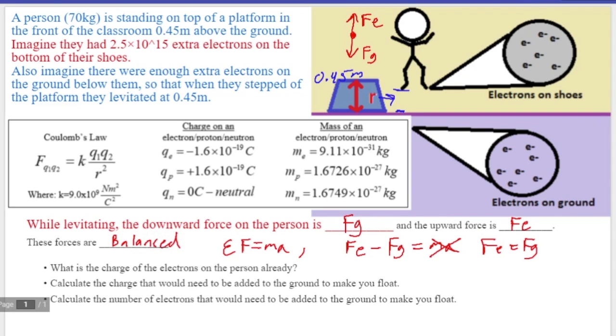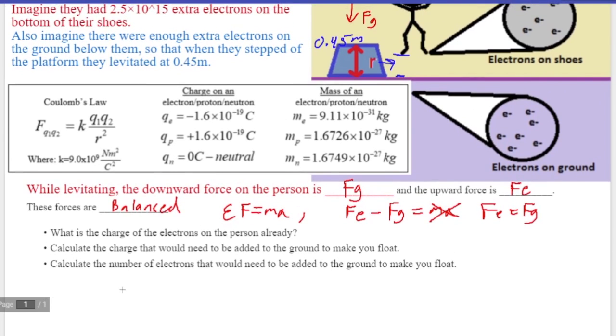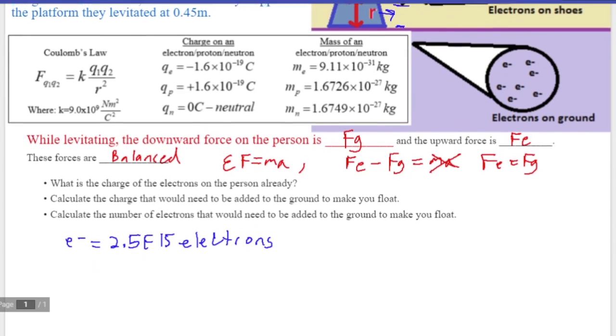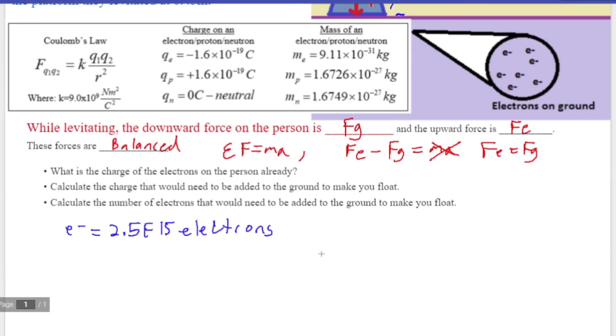All right, now that we figured out the conceptual stuff, we can go ahead and dive into the numbers. What is the charge of the electrons on the person already? So initially, it tells us that that person has 2.5 e to the 15th electrons on them. We know, though, if we look at our equations up here, we have Coulomb's law, charge of an electron, and mass of the electron. If we are trying to figure out the charge on this person already, we need some sort of equation or conversion from electrons to charge. Fortunately for us, that's right here.